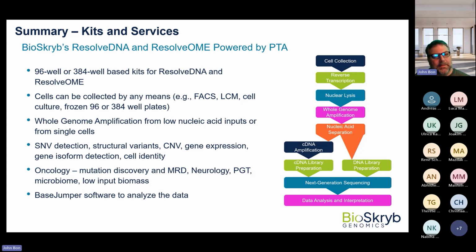Because our technology is so sensitive and we get whole genome amplified, we can detect single nucleotide variants from single cells, as well as structural variants and copy number variants. We could also look at gene expression from that same single cell, look at isoform detection because it's full-length transcriptome, not just end counting, and also cell identity, to identify if it's an immune cell or a cancer cell, because we're getting the RNA as well as the DNA.